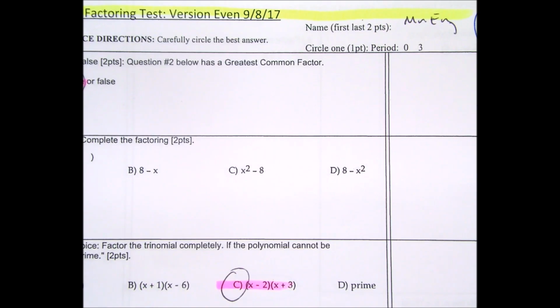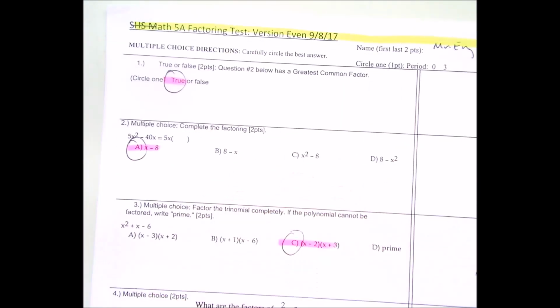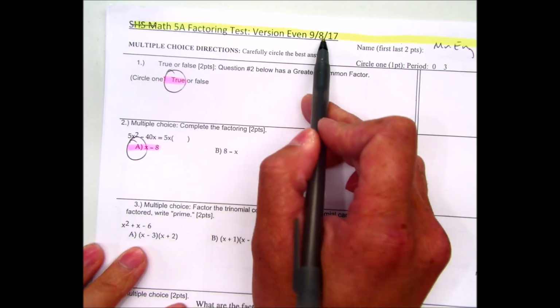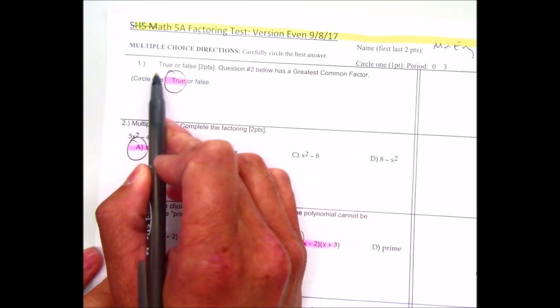Hey, this is Mr. Ng going over your Math 5 factoring test, version even, taken September 8th, 2017. Multiple choice, carefully circle the best answer. Question number 1, true or false.